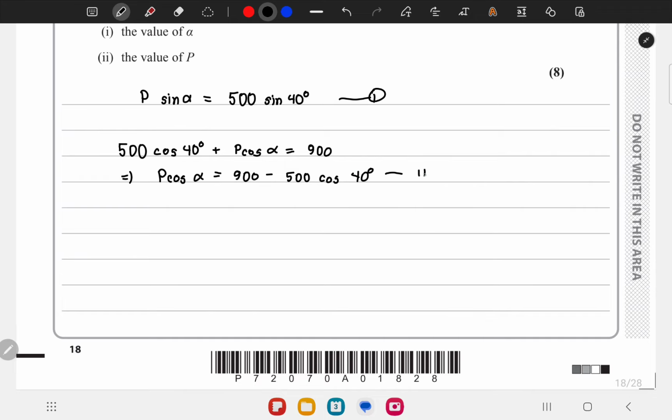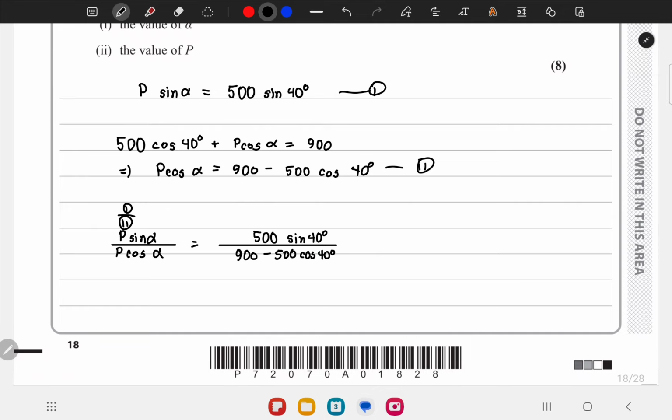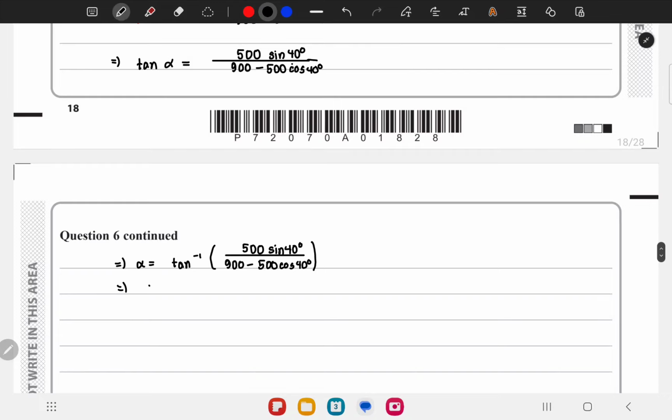Now if we divide equation 1 by equation 2, we'll get P sine alpha by P cos alpha equal to 500 sine 40 divided by 900 minus 500 cos 40. Now we know the P will cancel out, and we know that sine alpha by cos alpha is tan alpha, so this would be tan alpha. So the value of alpha would be tan inverse 500 sine 40 divided by 900 minus 500 cos 40. From here we get the value of alpha to be 31.9 degree.